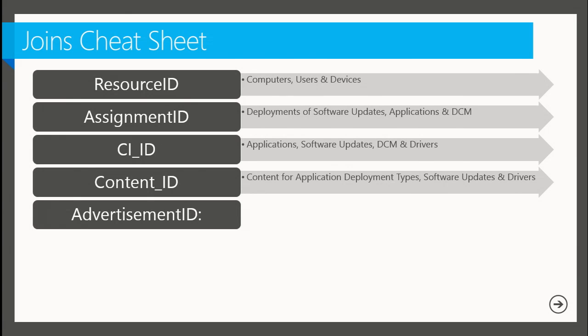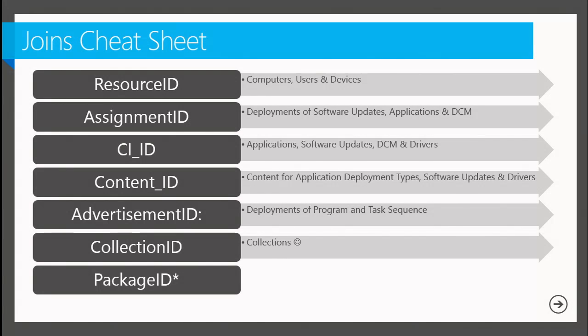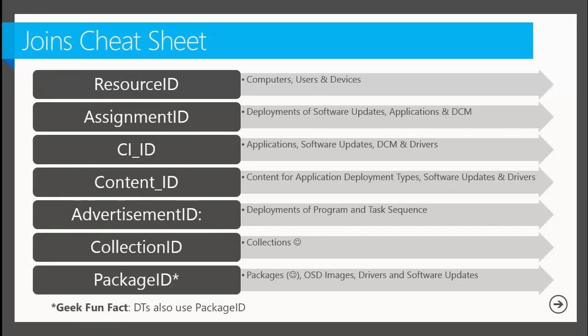Advertisement ID, another old school one. Anyone that's played with SMS should know that. Programs and task sequences use advertisements. Yes, the console calls it a deployment, but under the covers, it's still an advertisement. And last, but certainly not least, the collection ID. Yeah, collections. Package ID, as the name implies, is packages. The other thing to note there, DTs also use package IDs. So a DT is a CI, a CI has a content ID, which has an associated package.